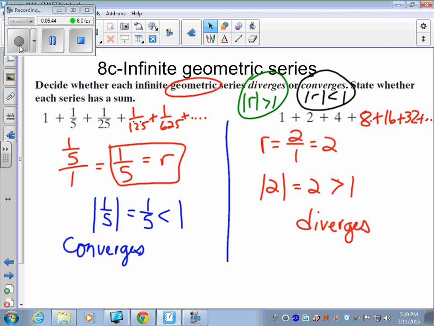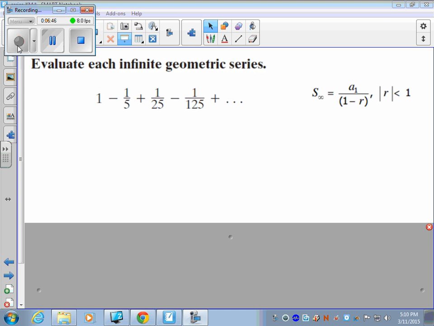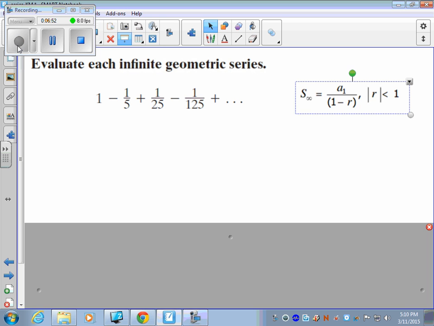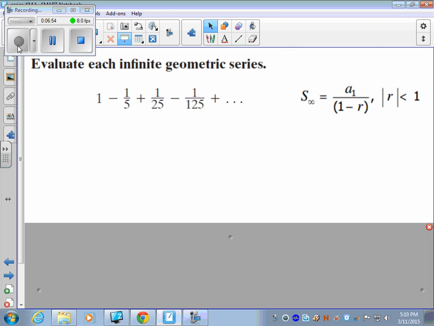So here we are, evaluating each infinite geometric series. On the right here is actually our formula we're going to use. So it's S sub infinity. Infinity means that it goes on forever and ever. That's the dot, dot, dot here. So anytime you see infinity and it's a geometric series, to find the sum, we have to use this formula.